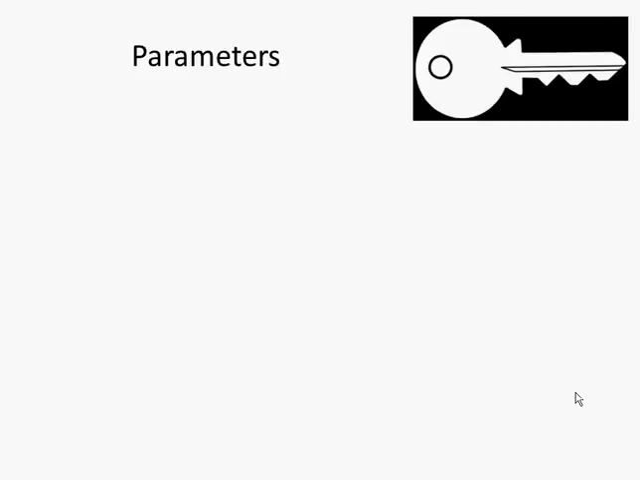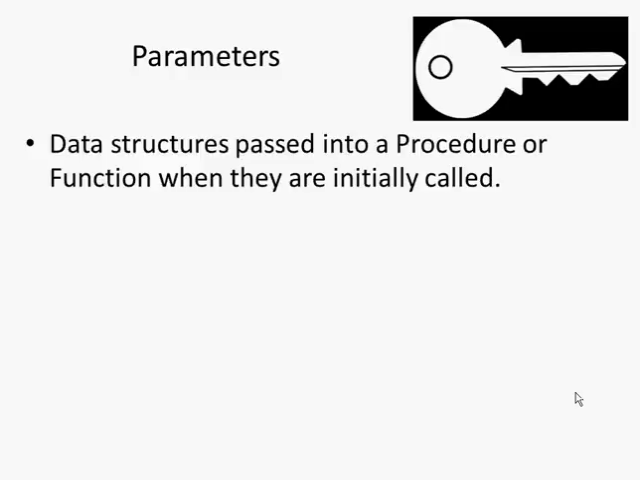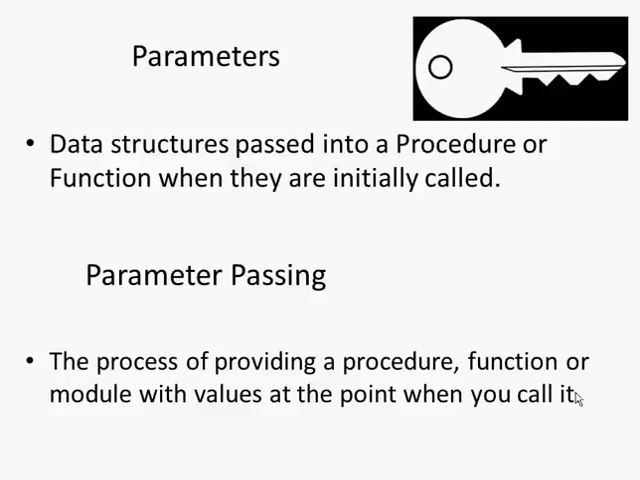So now we've seen the example, what are the key things we need to know? Well, to define parameter, we would say data structures passed into a procedure or function when those procedures or functions are initially called. We can define parameter passing as the process of providing a procedure, function or module with the values at the point when you call it.